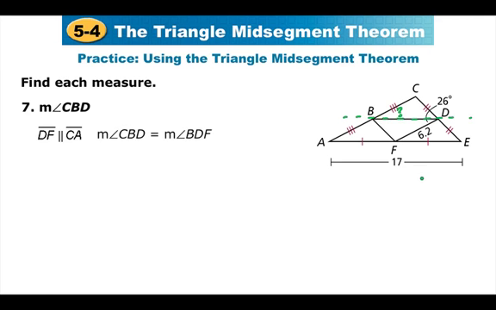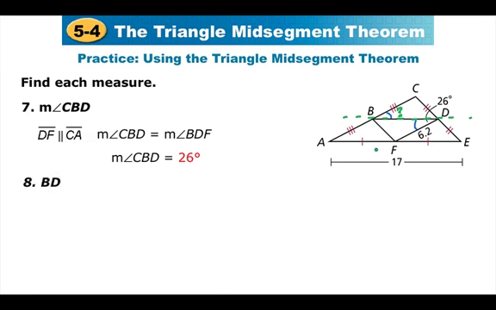And I know that measurement of CBD is equal to the measurement of BDF. Why? Because they're alternate interior angles. These are your parallel lines. This is your transversal. So then at this point, I know that CBD is equal to 26, since this angle here is 26.